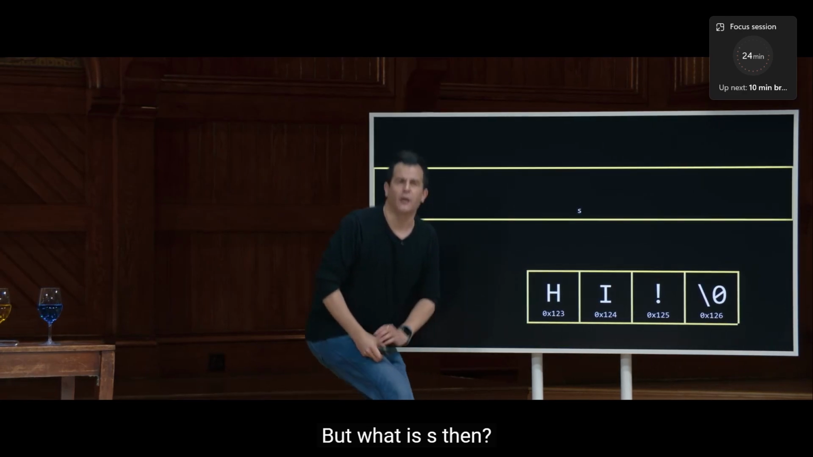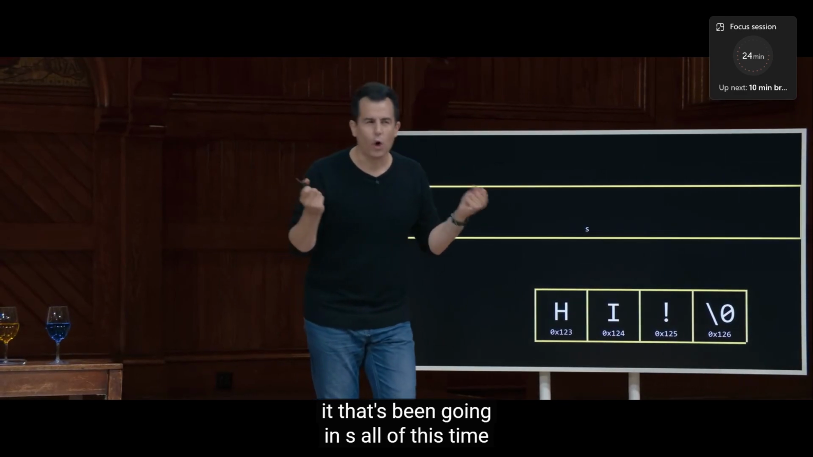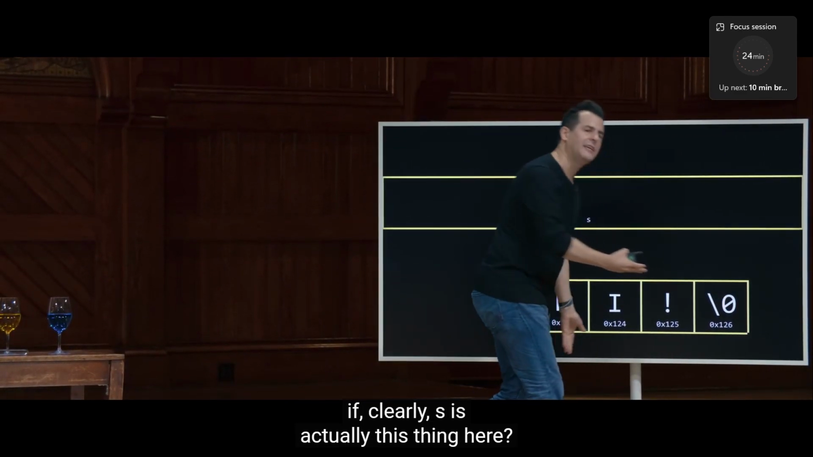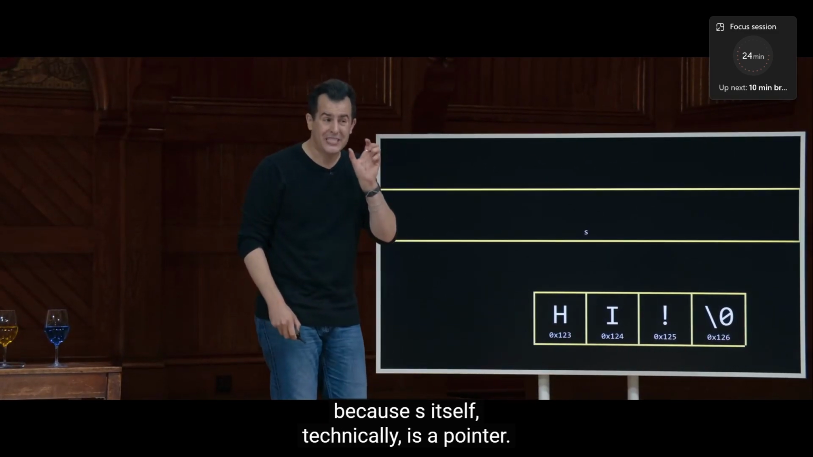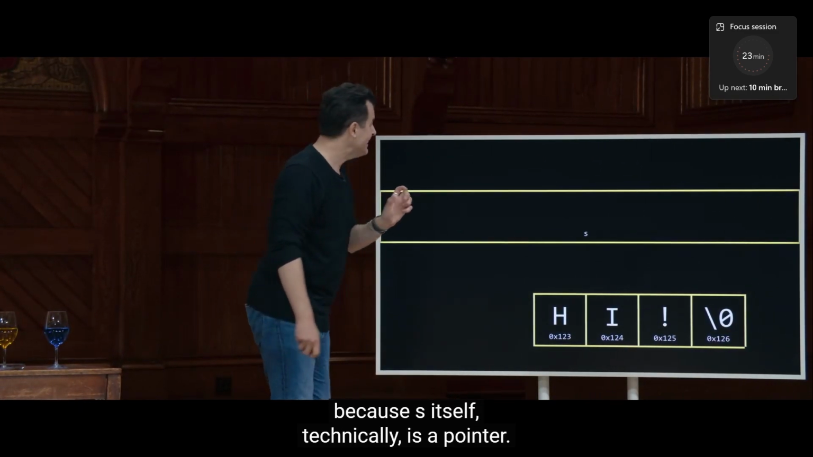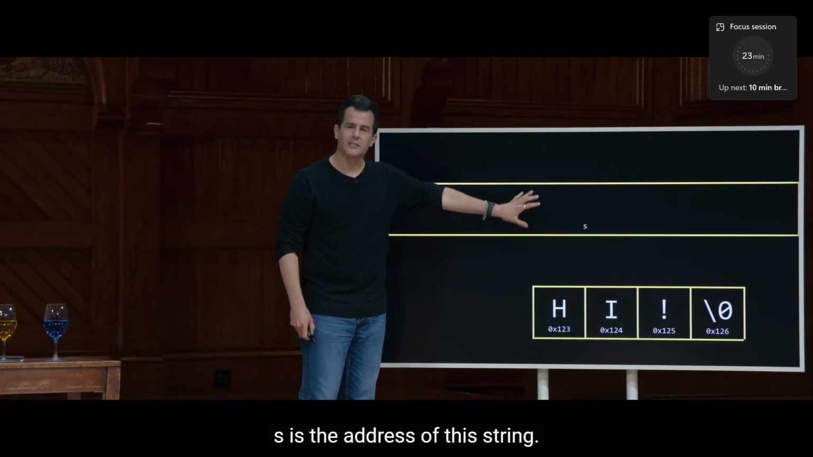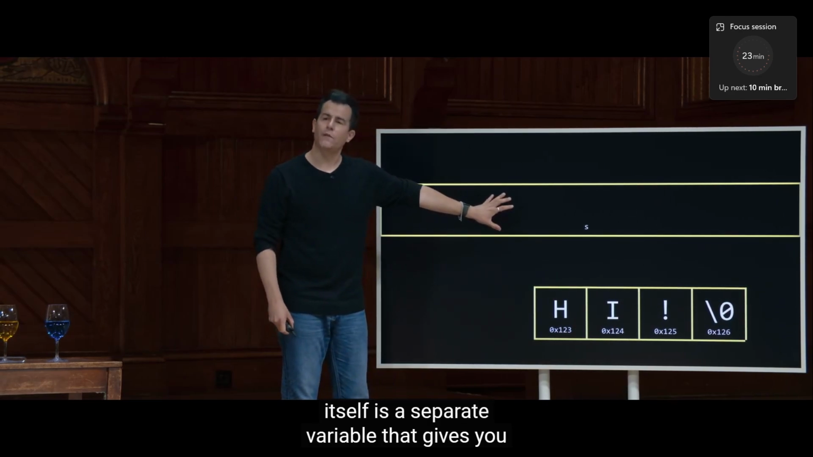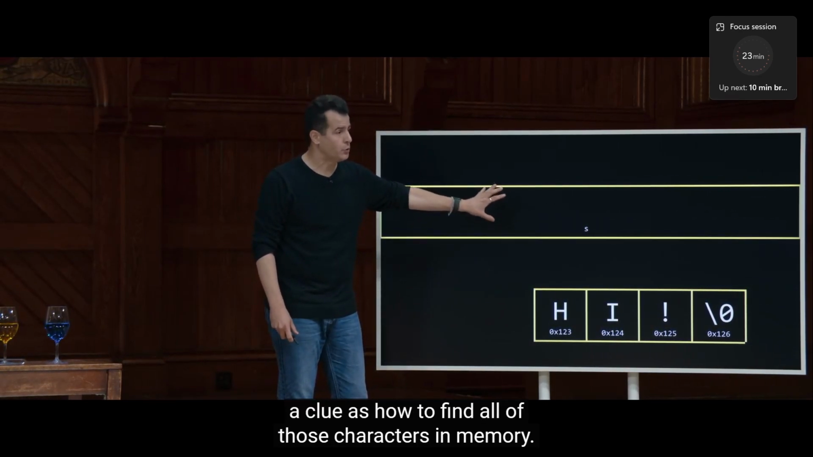But what is s then? When I declared s to be a string, what is it that's been going in s all of this time, if clearly the string is actually this thing here? Well, strings have kind of been a white lie for a few weeks, because s itself technically is a pointer. s is the address of this string. So the string is somewhere in memory, but s itself is a separate variable that gives you a clue as to how to find all of those characters in memory.